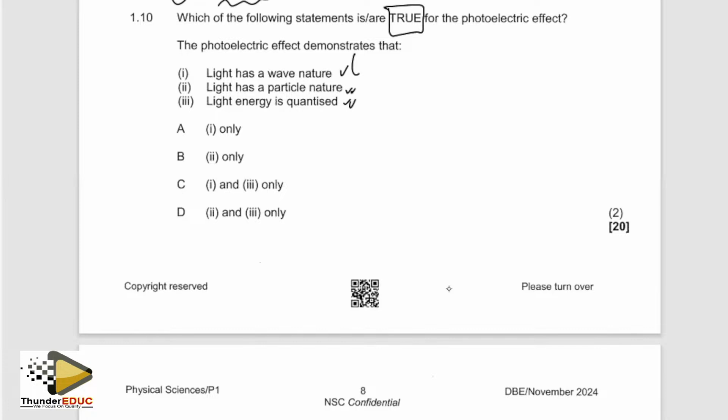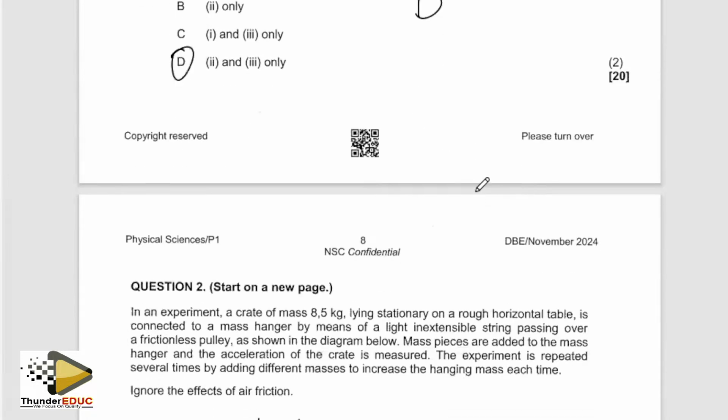Now, which option do we have? Remember, we don't have an option that has three of them. So we need to get the option that focuses on just the photoelectric effect. In that case, we shall have option 2 and option 3, because option 1 does not demonstrate the photoelectric effect. So option 2 and 3 is going to be a D. So that is 1.10, and that's the end of question 1.